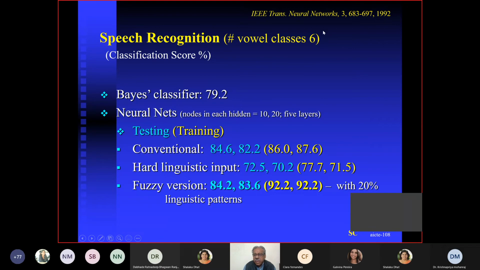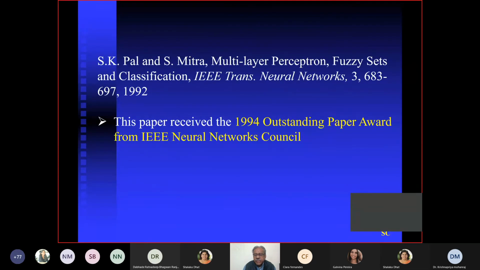That's why this paper received recognition at that time. The paper was accepted in 1992, and in 1994 it received the outstanding paper award. So note, this was the paper I mentioned to you, which received the outstanding paper award.